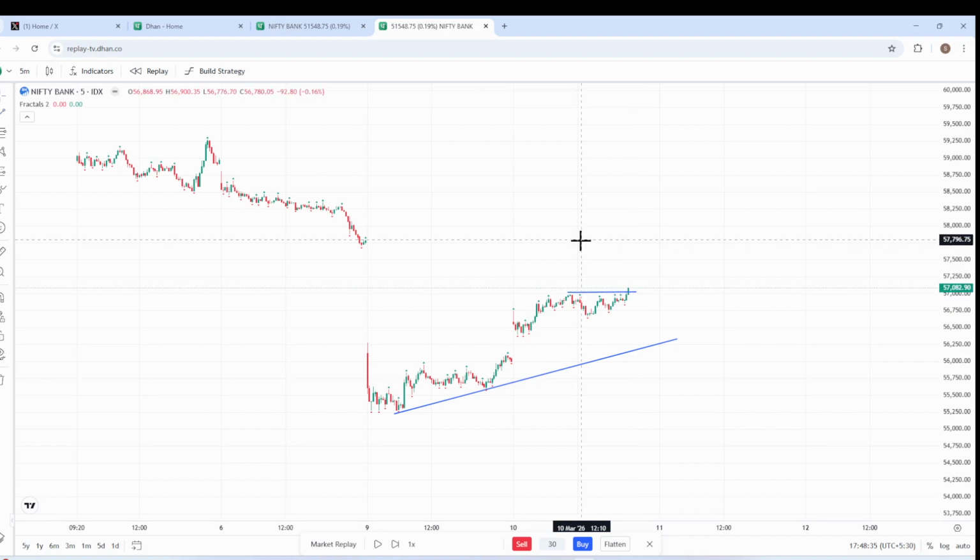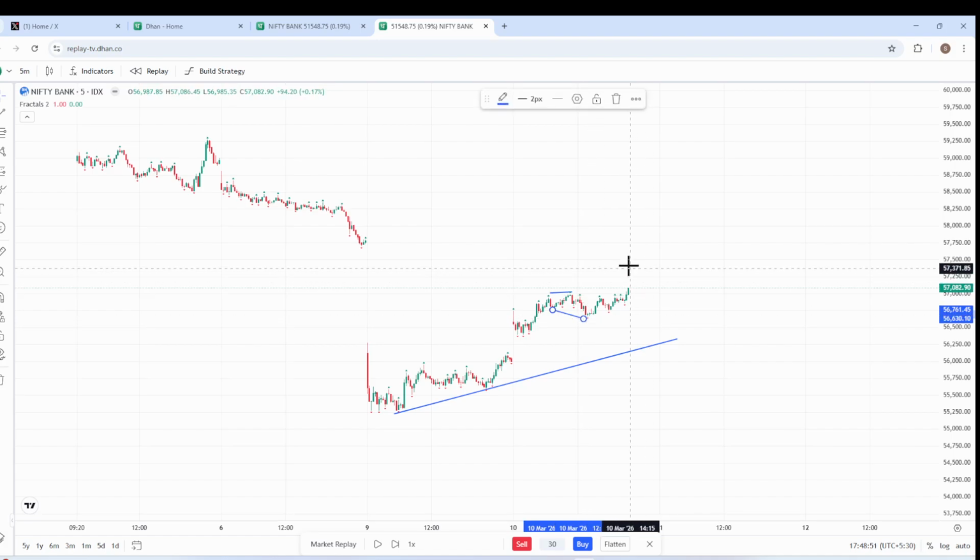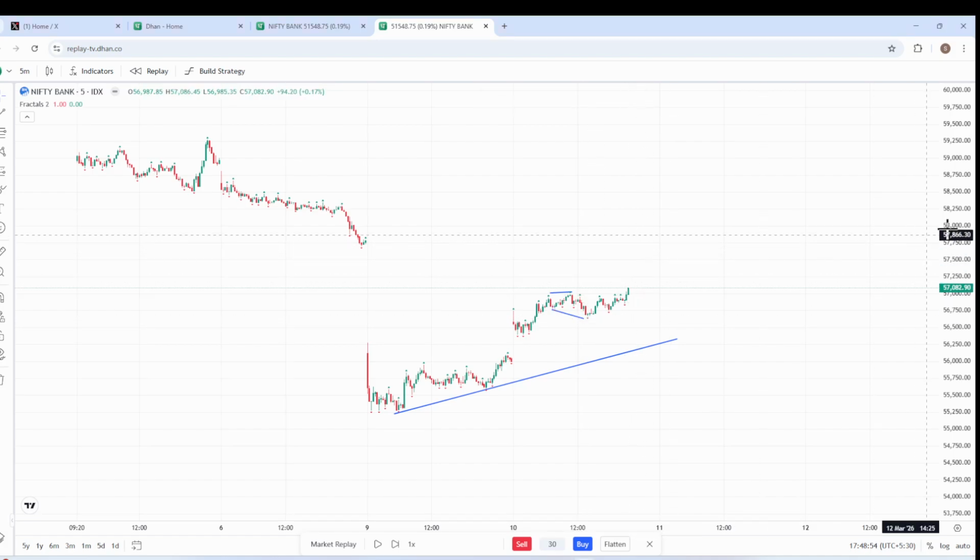Usually these patterns repeat. I'm sorry, this looks like it has completed the pattern here. It is going to end somewhere here. Once it ends, your job is to sit for a reversal, because from that point it can come to this particular trend line, right? Let's see.